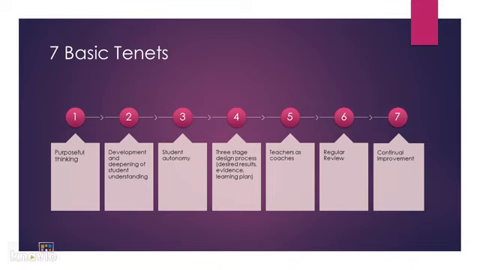The fourth tenet is that effective curriculum is planned backwards using the 3-stage design, which are desired results, evidence, and learning plan. The fifth tenet is that teachers are coaches of understanding. So we are not depositing information into our students' brains, rather we are coaching them in how to learn. Tenet number 6 is that we regularly review our curriculum, and 7 is that we continue to improve our curriculum.